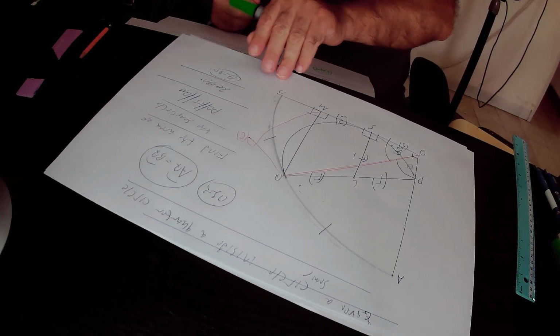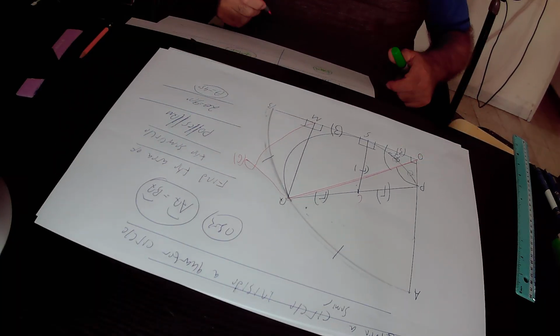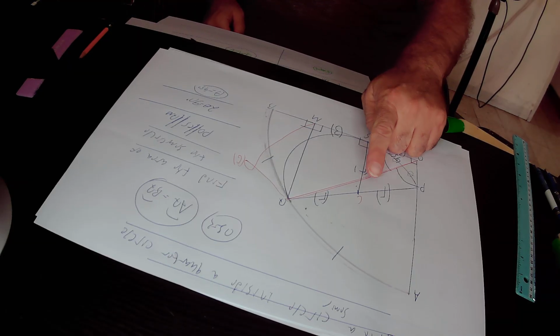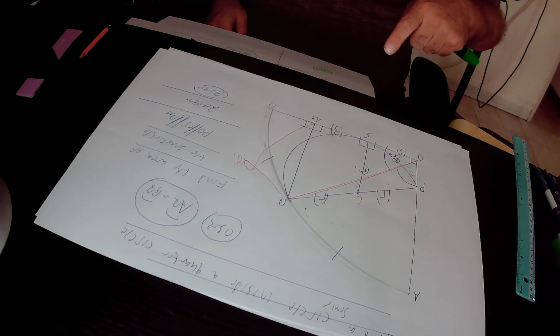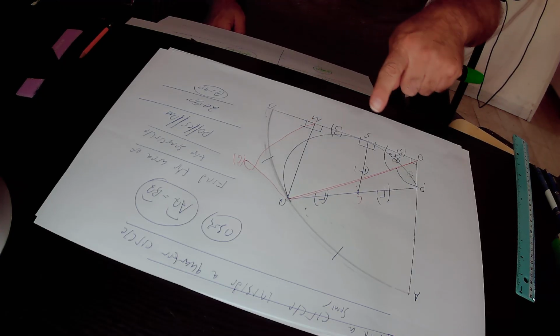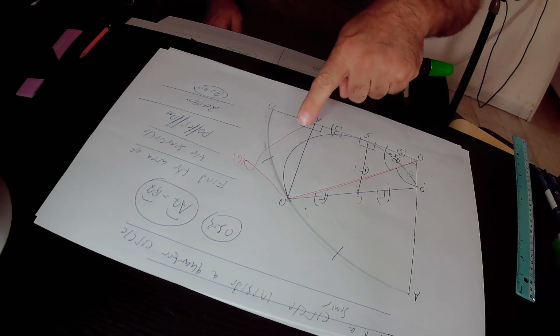In the next step, we will do a construction, that is to say, from point C, that is the center of this semicircle, we will go perpendicular on QM. Again, from point C, we will go perpendicular on QM.